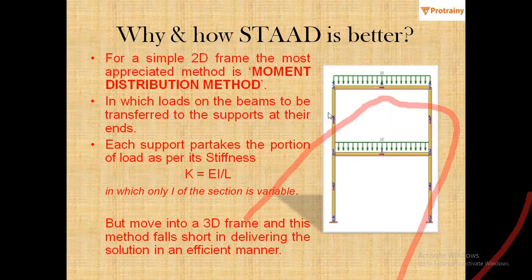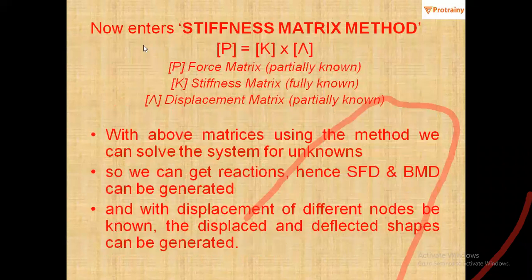So it is all fine up to this, जब तक it's a 2D frame. But when you move into 3D frame, this method falls short in delivering the solution in an efficient manner. बहुत ज़्यादा tedious हो जाएगा, बहुत ज़्यादा time consuming हो जाएगा. यहाँ पर आता है STAAD. Now enters stiffness matrix method. ठीक है, 3D में करना है तो you have this manual method as well, stiffness matrix method. But इसको manually करना just with the help of your calculator, it's not possible.